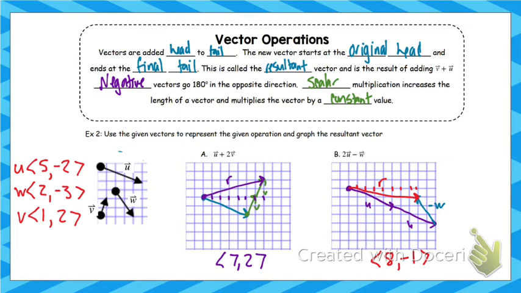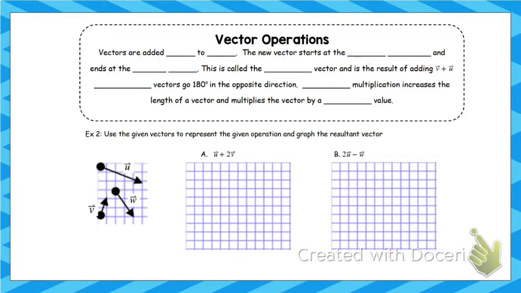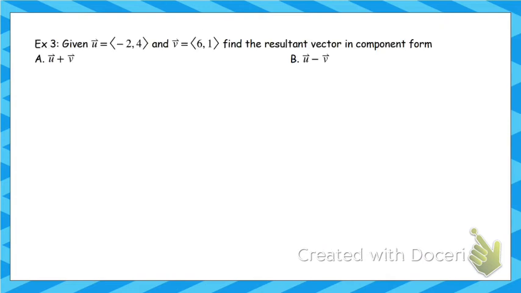So let's try b. Okay, 2u. So let's just go ahead and multiply it by 2. That'll be 10, negative 4, minus w. W is 2, negative 3. Well, 10 minus 2 is 8. Negative 4 minus negative 3 is negative 1. That's my answer. So much easier to actually do these algebraically than graphically. But graphing kind of helps us see what's happening. So let's do some more of these, but again, we're just going to do it algebraically. We're not going to draw the picture here.